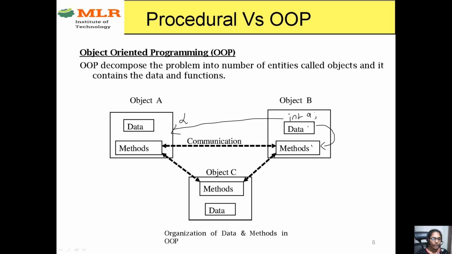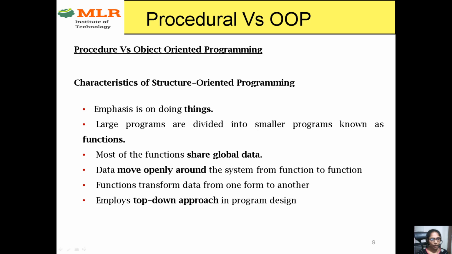And now the methods of B object can communicate with the methods of A object and also communicate with the methods of C object. That means one object can communicate with another object using methods, but they cannot directly share the data item. That means you are providing security for your data. That's why you are not going to share your data. But you can transfer some messages, you can transfer some data using methods or messages, but directly you cannot share the data. So that is object oriented programming.